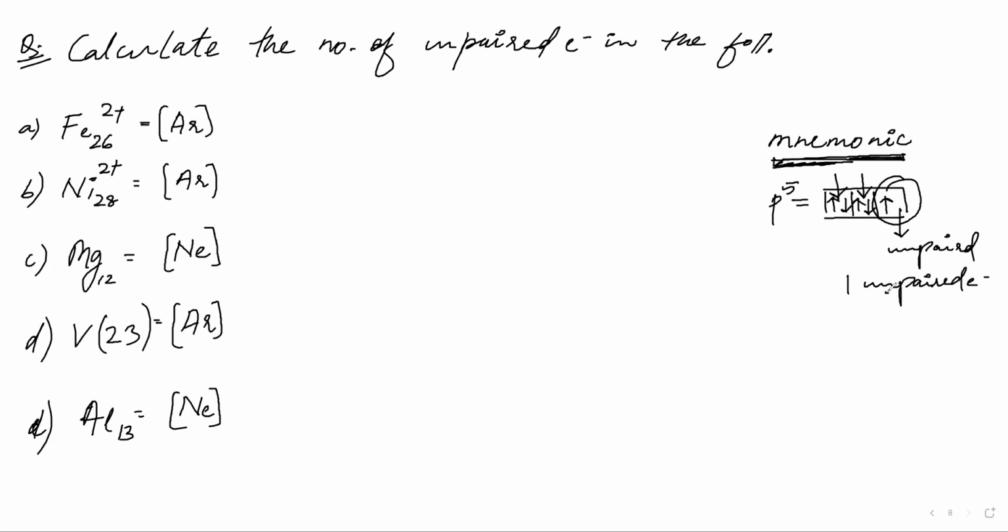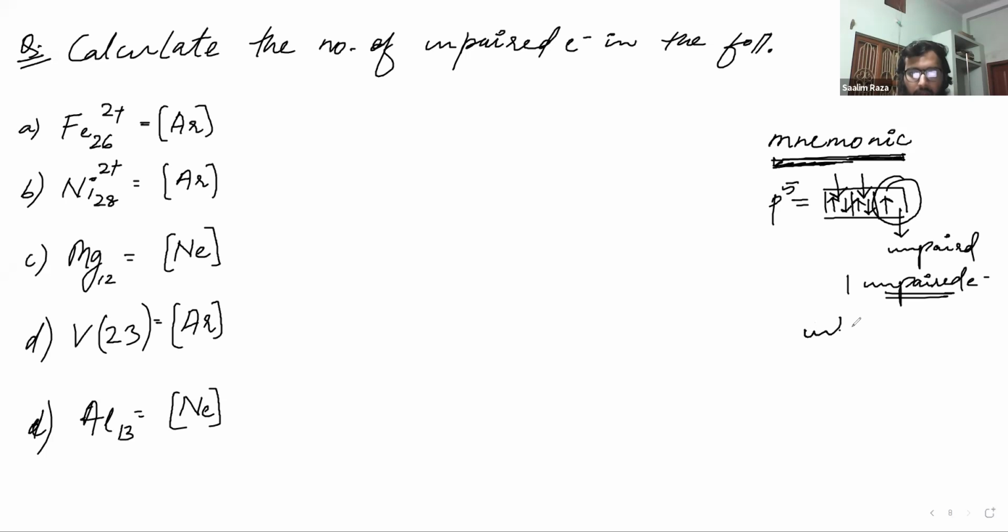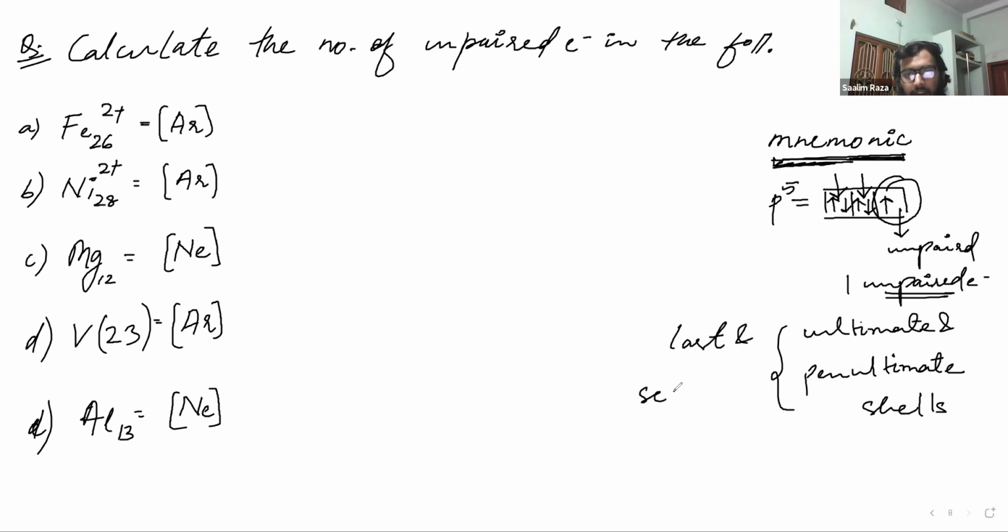Okay, sir. And most of the time, you have to just see the ultimate and penultimate shells. This is the term that usually comes in JEE Mains and Advanced examinations. Ultimate and penultimate shells is just a fancy way of saying last and second last.